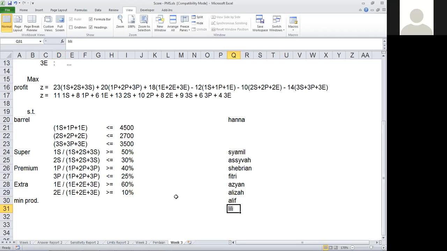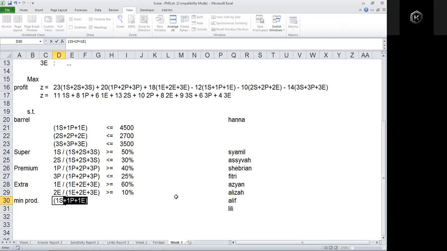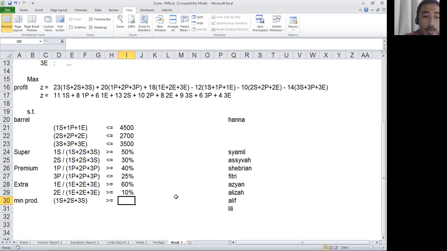Okay. Sir, I think it is 1s plus 2s plus 3s, more than or equal to 3,000. It should be more than or equal to 3,000. Okay. And then you do the same for what?